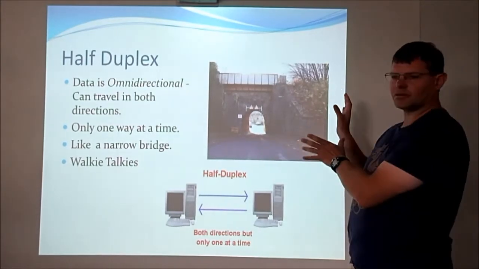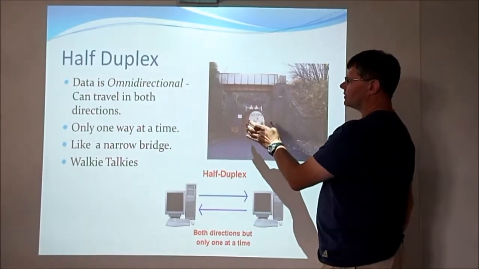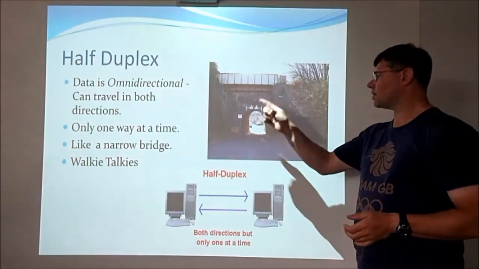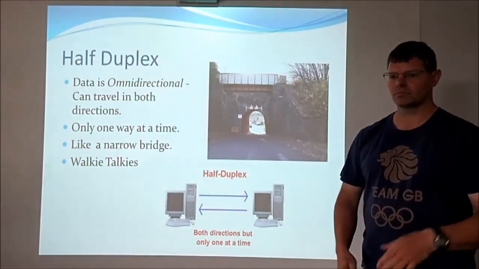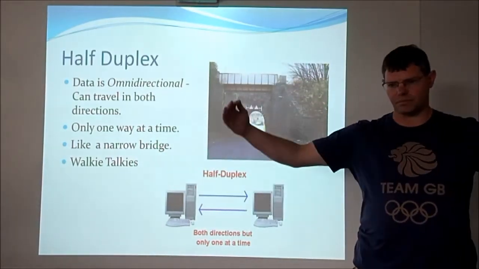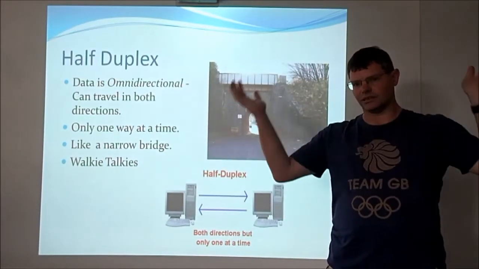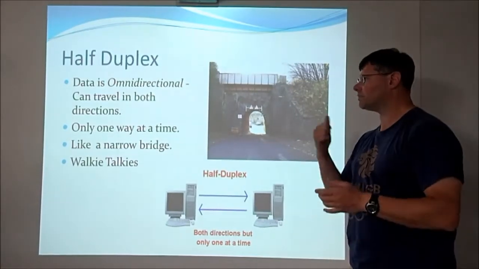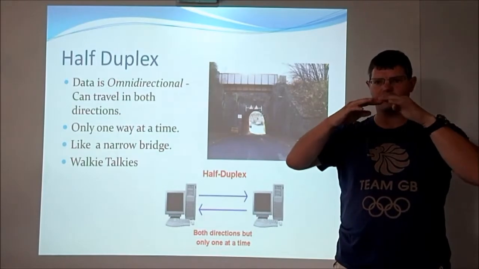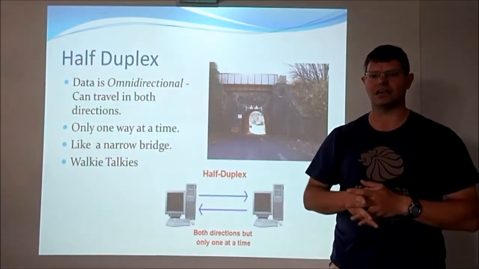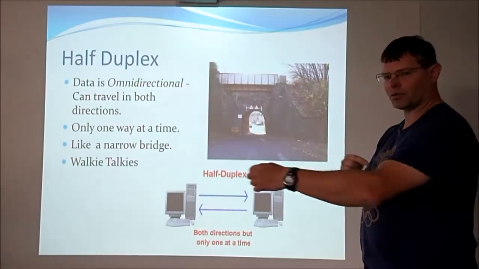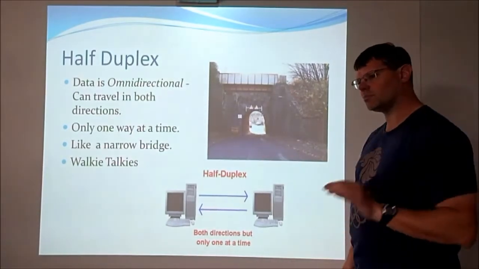So back to the road analogies. Think of a nice little narrow bridge or a narrow tunnel on a road. You can only get one car through that tunnel at a time. So you either go that way through it or you come this way through it. If you both go through at the same time, you crash and everything goes horribly wrong, which is what happens on a half duplex line. If you try and send and receive a message at the same time on it, you get data collision and you lose the messages. So half duplex can go both ways, but only one way at a time.